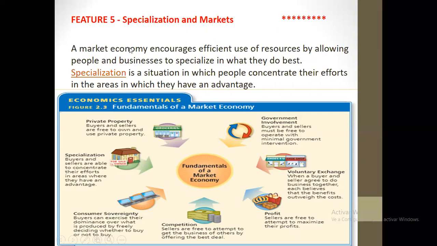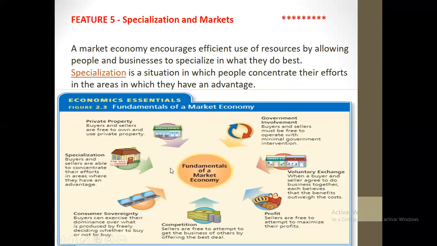What is this? The market economy encourages efficient use of resources by allowing people and businesses to specialize in what they do best. Specialization is a situation in which people concentrate their efforts in the areas in which they have an advantage. Okay, eso es lo que significa specialization.